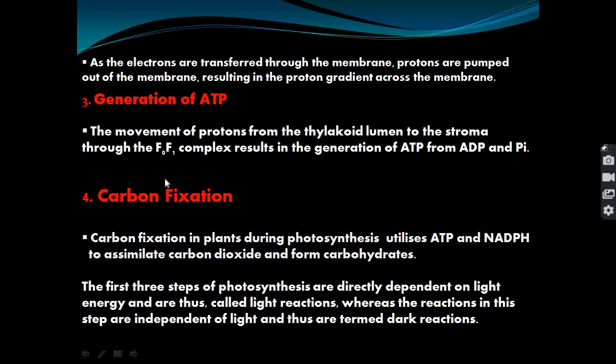Coming to the last step, carbon fixation. During this step, it mainly utilizes energy molecules, that is ATP and NADPH, to assimilate carbon dioxide to form carbohydrates. So the first three steps take place in the presence of light, and hence these steps are called light reactions, whereas carbon fixation is independent of light and hence is termed the dark reaction.